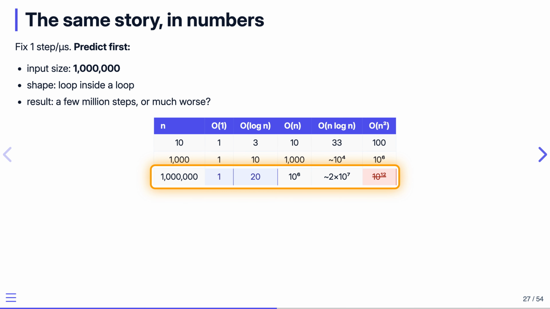Now n is 1 million. Big O of 1 is still one step. Big O of log n is just 20. Big O of n is 1 million, and big O of n squared is 1 trillion. That is a huge number.